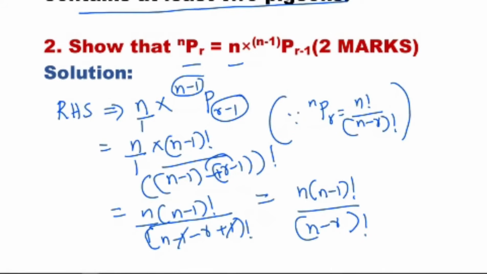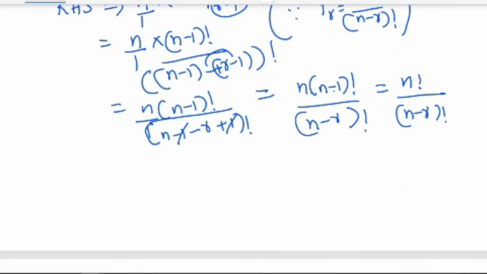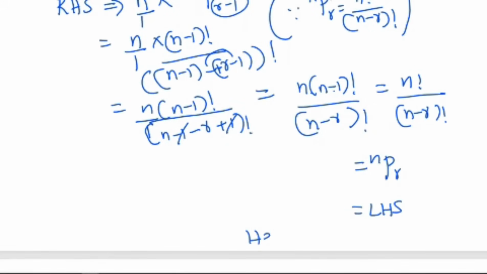So yeah, we can write n into (n minus 1) factorial as n factorial. So we can write that as n factorial divided by (n minus r) factorial. What did we get? We got the answer as n factorial divided by (n minus r) factorial, that is nothing but nPr, which is our LHS. Hence it is proved. Hence proved.